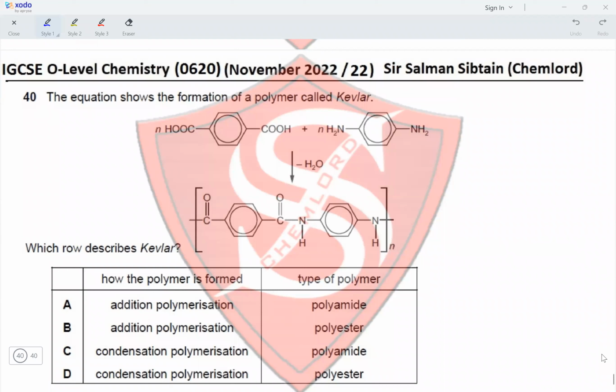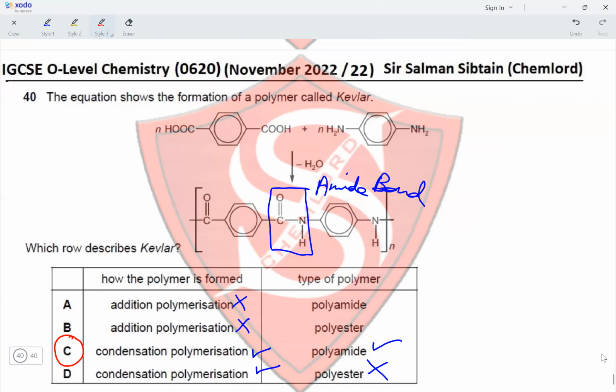Question 40. The equation shows the formation of a polymer called Kevlar. Okay, and Kevlar has an amide bond present. This is an amide bond. Okay, which row describes Kevlar? How the polymer is formed? So since an amide bond is present, it is a condensation polymer and not an addition polymer, eliminating options A and B. And type of polymer, it is a polyamide and not a polyester, eliminating option D, making option C the correct option for this question.